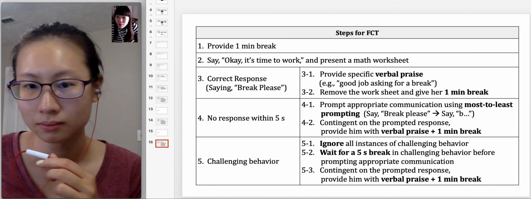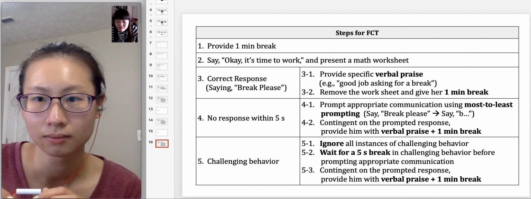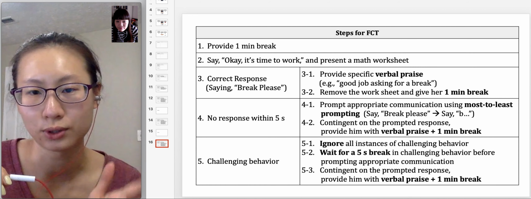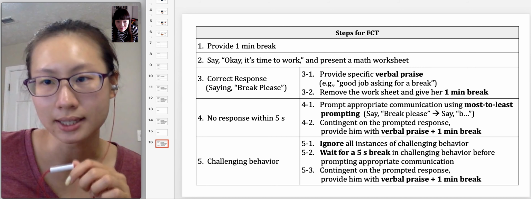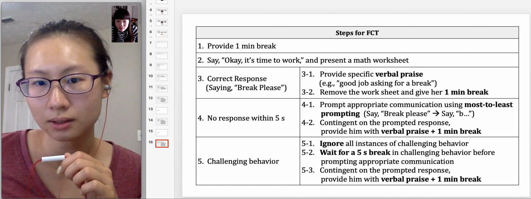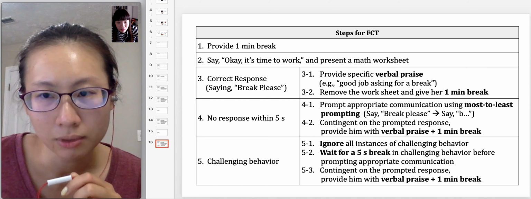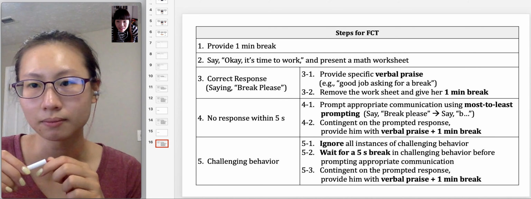I don't want to do the classwork. I don't. One, two, three, four, five. You can say break, please. Break, please. Good job asking for a break. Now you don't have to do it.